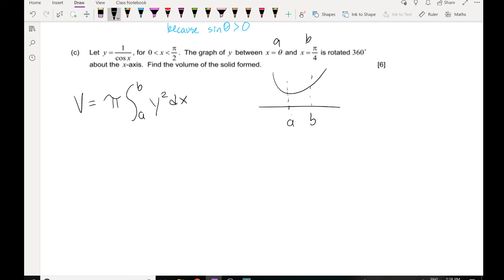Well, I mean, it doesn't say that technically theta is less than pi over 4. I'm just assuming that based on the way it's written. I guess we'll find out. So we'll leave pi there, untouched. We're going to put pi over 4 up here, and theta right here. And the function that I have is 1 over cos squared x, because it's my y, but squared.